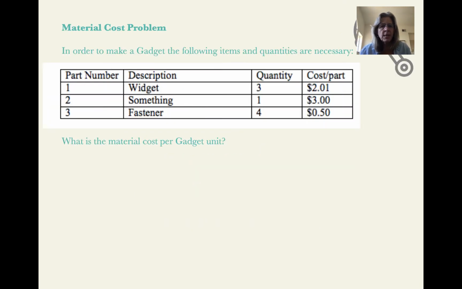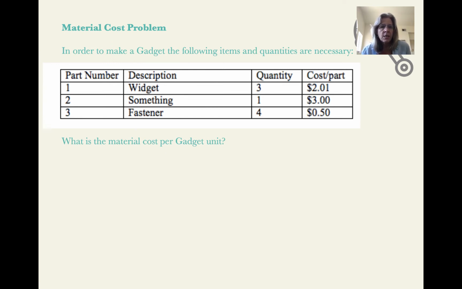But this particular example uses a different process, which is that there's a part made up of multiple other parts that are assembled into a larger item. We're calling this a gadget, and it's made up of widgets, somethings, and fasteners, and you can see the quantity and then the cost per part. So the question now is, what's the material cost for a gadget?